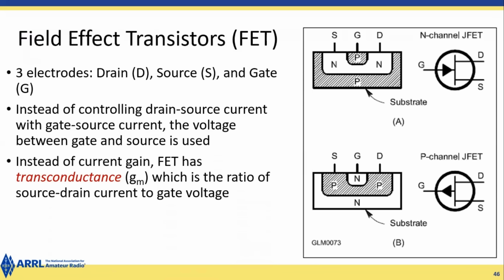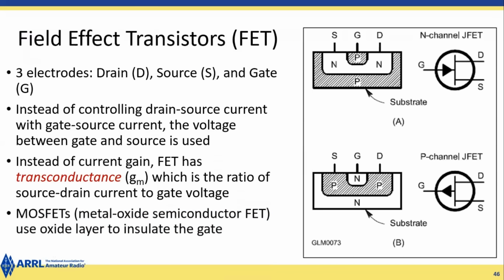Instead of current gain, FET has transconductance, which is the ratio of source drain current to gate voltage. So bipolar transistor uses current to control flow. Field effect transistor uses voltage. MOSFETs, which stands for metal oxide semiconductor FETs, use oxide layer to insulate the gate.